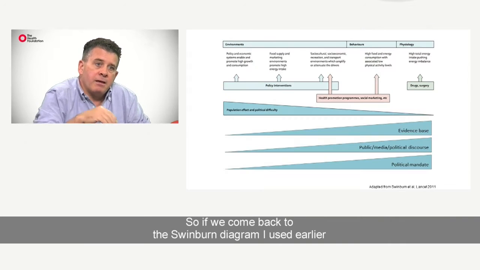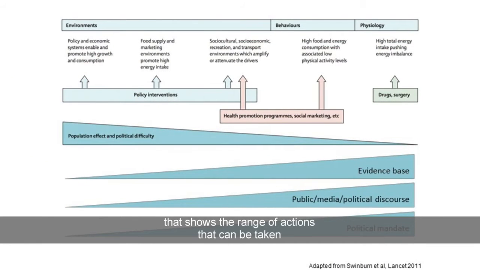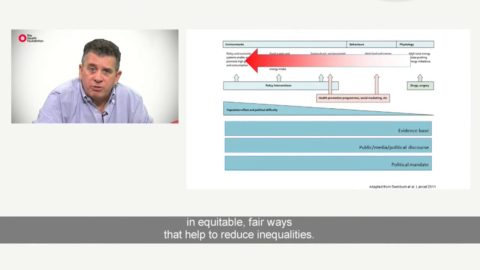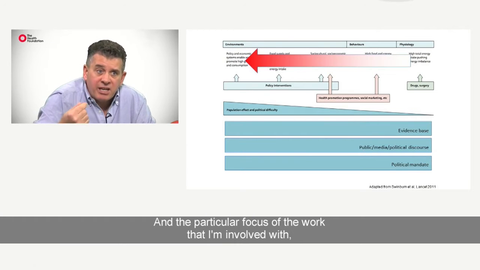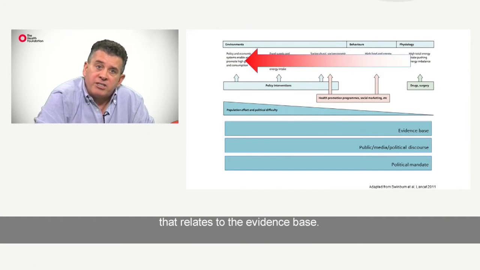So if we come back to the Swinburne diagram I used earlier, that shows the range of actions that can be taken from upstream to downstream, what we're aiming for with this work is not to stop the kinds of interventions at individual level on the right, but actually just to rebalance the distribution. Keep doing the individual level stuff, but let's move upstream. Let's think about the ways in which we can promote more and bigger changes to affect the environments in which people live in equitable, fair ways that help to reduce inequalities. And the particular focus of the work that I'm involved in with Jane and others at the Health Foundation is particularly to look at the bar there that relates to the evidence base.